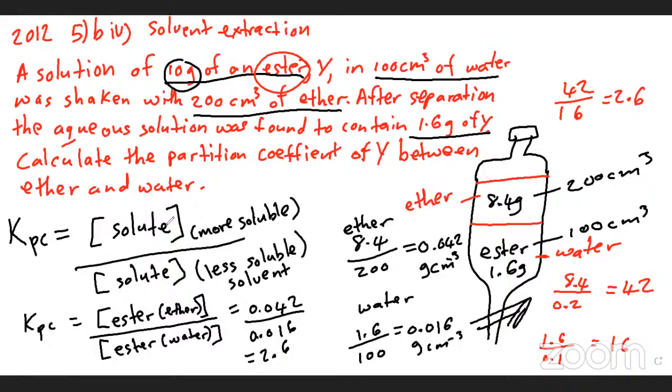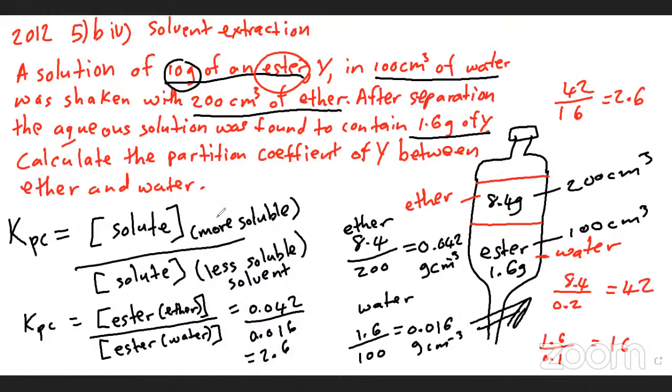How do you know which one to put on top? You can do two things. The ester is more soluble in the ether, so it goes on top. But you can also get it from the question, because it told you that you put 10 gram in 100 cm cube of water, which means that is what you start out with. And then at the end of it, you're using the ether to extract it. So whatever you're using to do the extraction, you put it above. Whichever way you prefer.